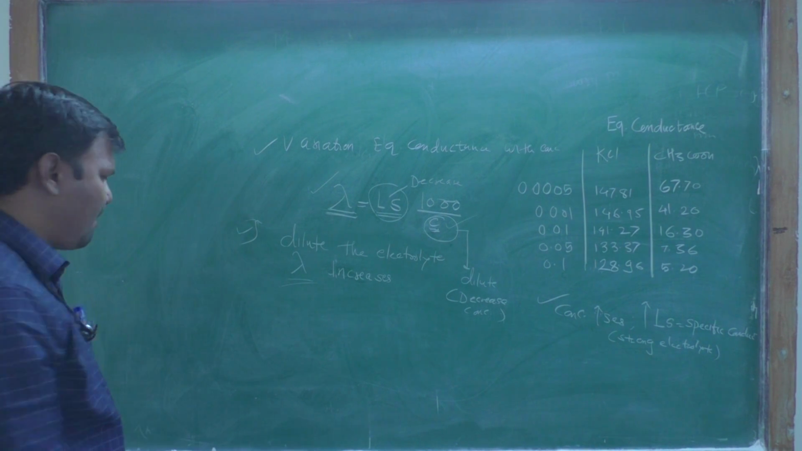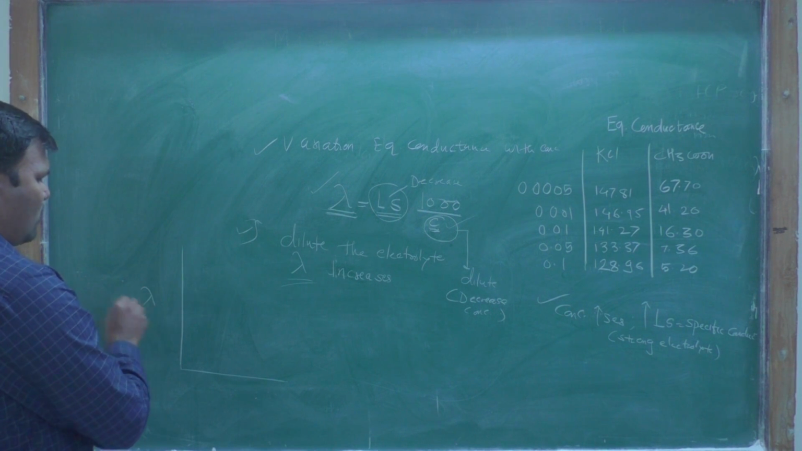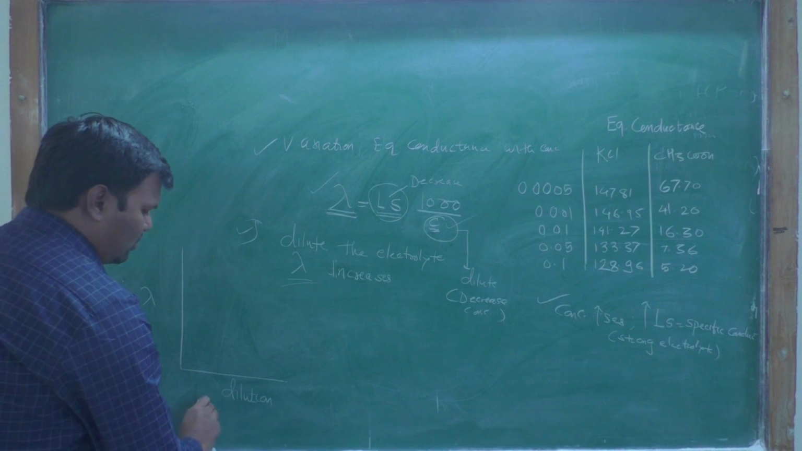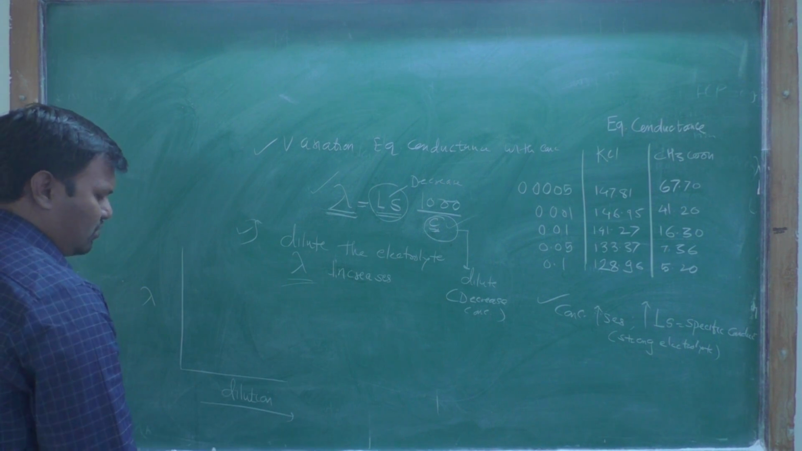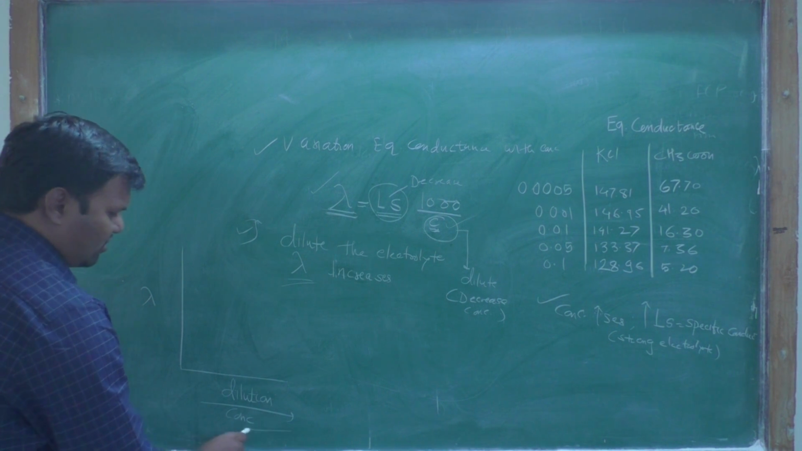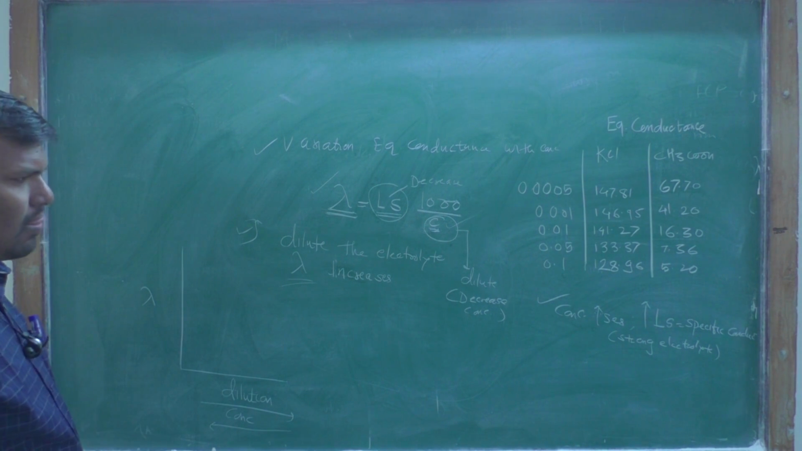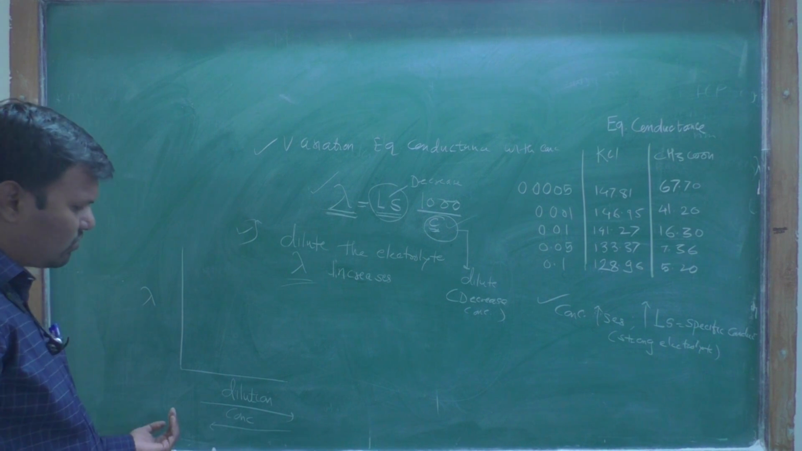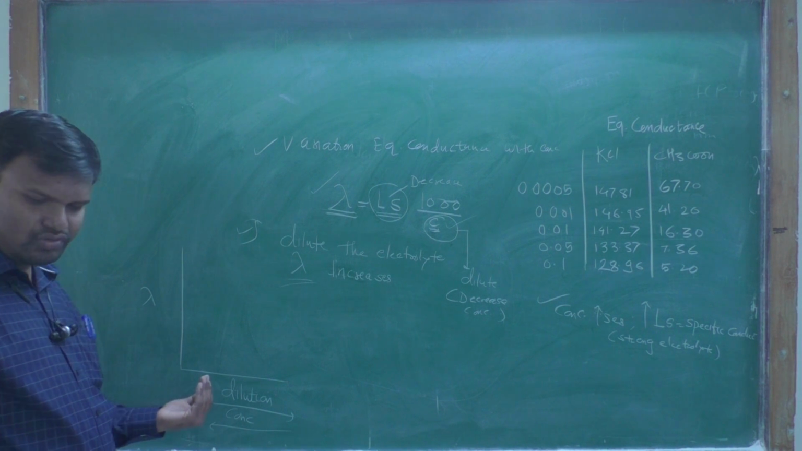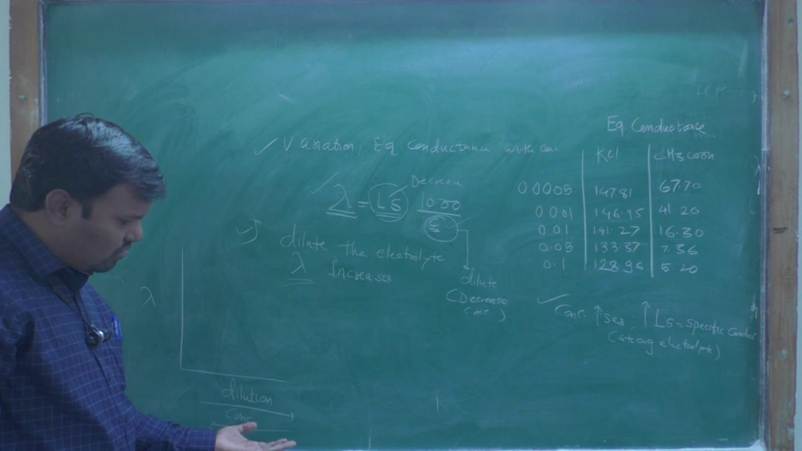Okay, when you draw a graph of equivalent conductance against dilution, as dilution increases, the concentration decreases. In this region, the concentration is increasing, and in this region, the concentration is decreasing.